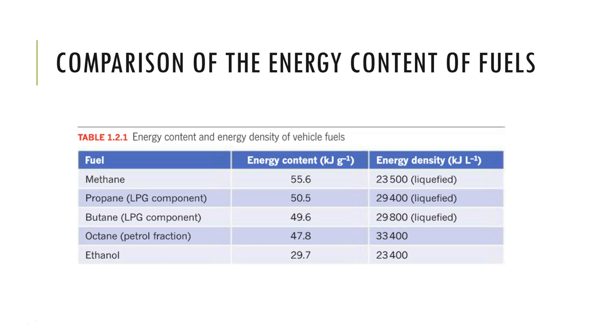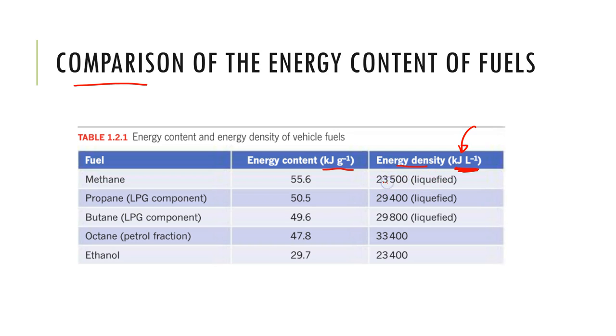Another long one, I'm sorry, but this is a comparison of the energy content of fuels. You also have some energy data in your data booklet. If we have a look here, energy content is given in kilojoules per gram, while energy density is per litre of fuel. So it's important to remember: energy content, kilojoules per gram; energy density, kilojoules per litre. If we look here, 55.6 kilojoules per gram, 23,500 kilojoules per litre for liquefied methane.